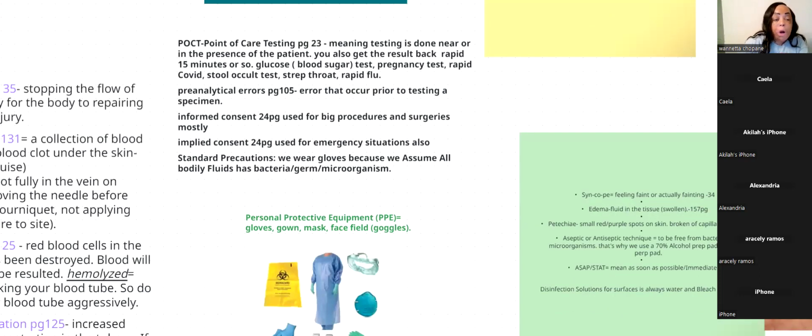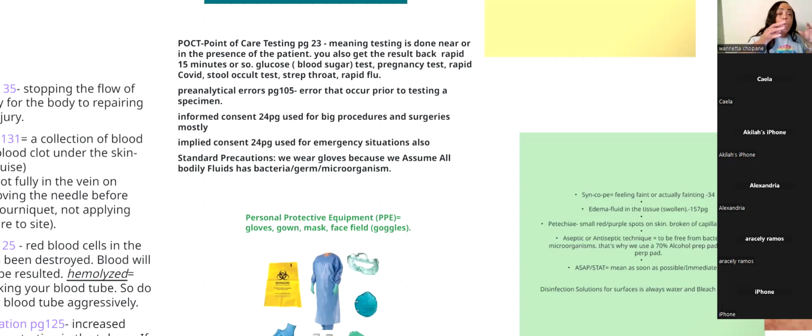Okay. Back to informed consent and implied consent. It is explained to us on page 24. We did slightly go over it on Saturday when I showed the roles and responsibilities video and the ethics part of phlebotomy. Just know that informed consent is used for bigger procedures and surgeries, like a blood transfusion. You may work in a place where patients get blood transfusions, or you may be in the room when the nurse starts talking to a patient about having their gallbladder removed.